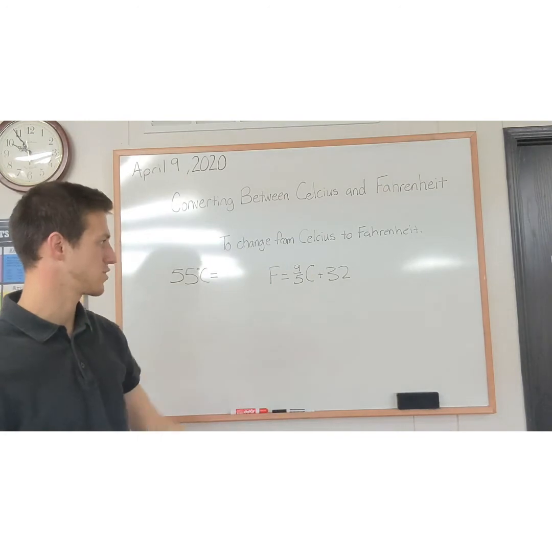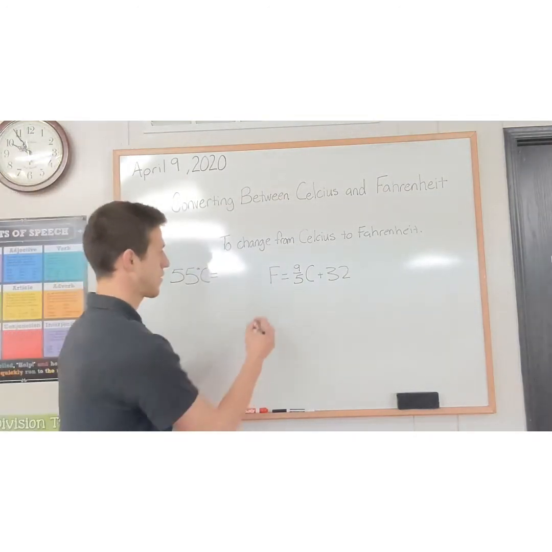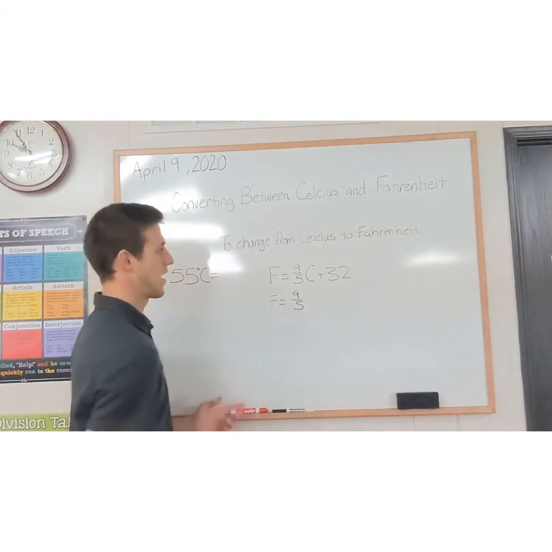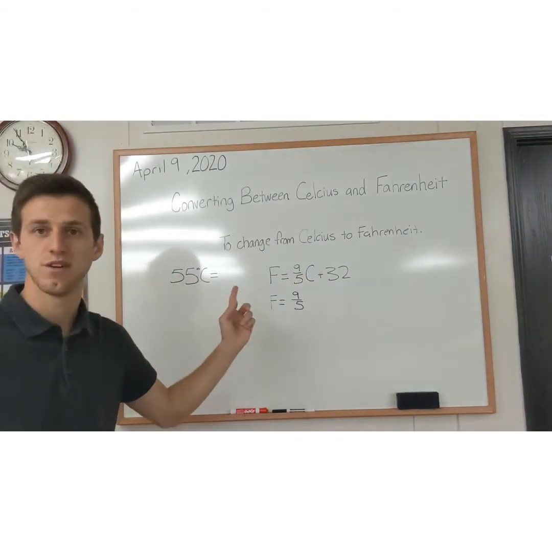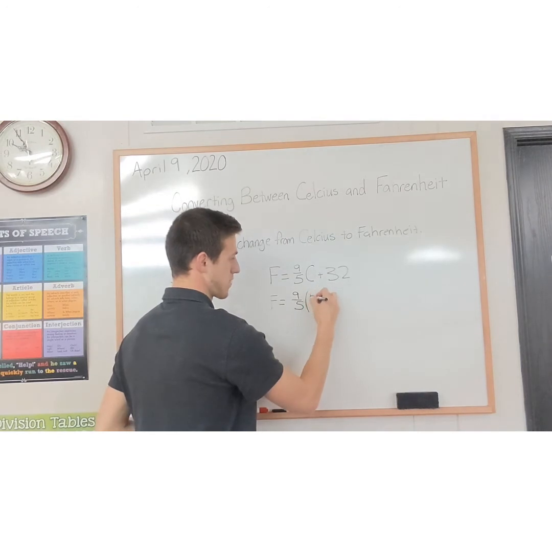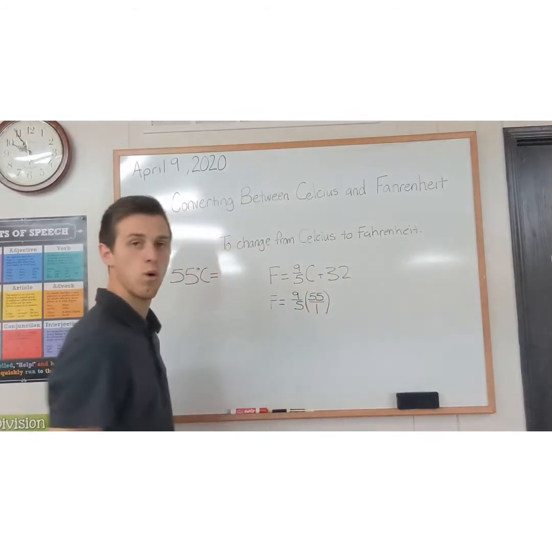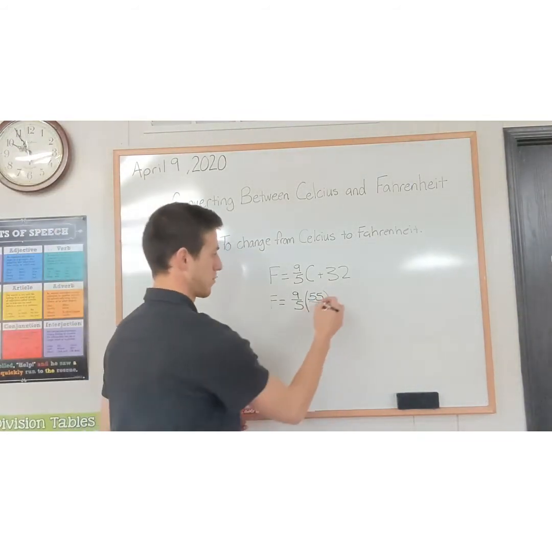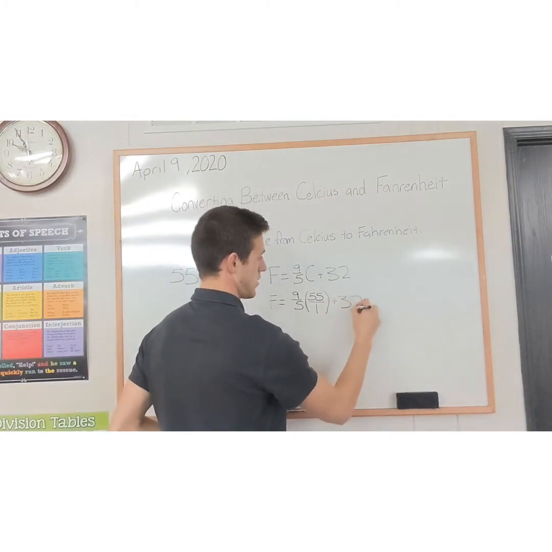So we're going to do our multiplication first. Trying to solve for our Fahrenheit, we have Fahrenheit equals 9/5, and then our Celsius degrees is 55. Remember, this means the same as times, so we're going to write 55 over 1, because we can write our whole number over a 1. Now we're going to plus 32.